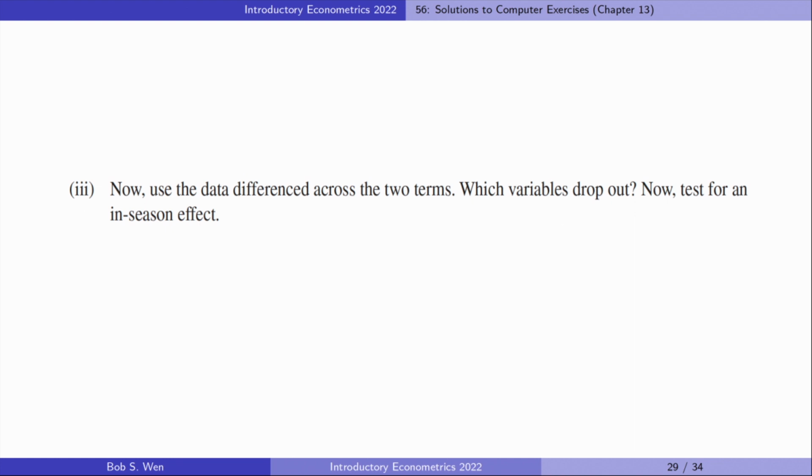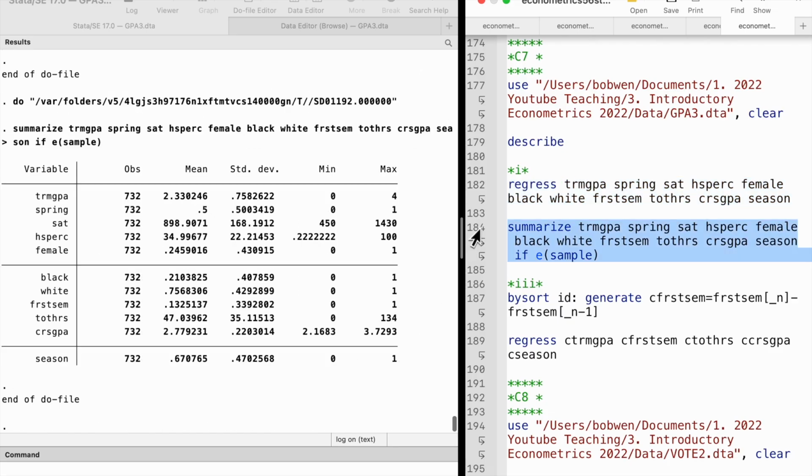In part 3, we use the data differenced across the two terms. Which variables drop out? Now test for an in-season effect. The time constant variables will drop out of the model because they will be eliminated in first differencing over time. The time constant variables include SAT, high school percentile, female, white, and black. The coefficient for the spring variable in the first differenced equation becomes the intercept. The estimated first difference equation is as follows.